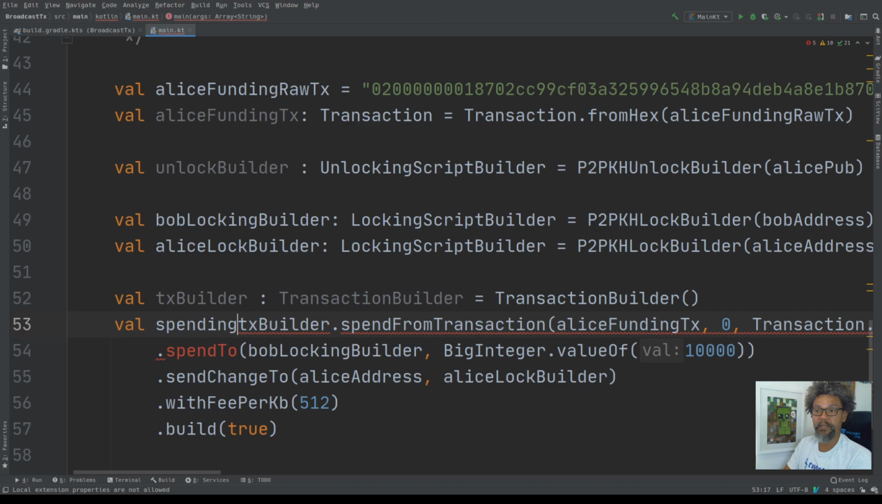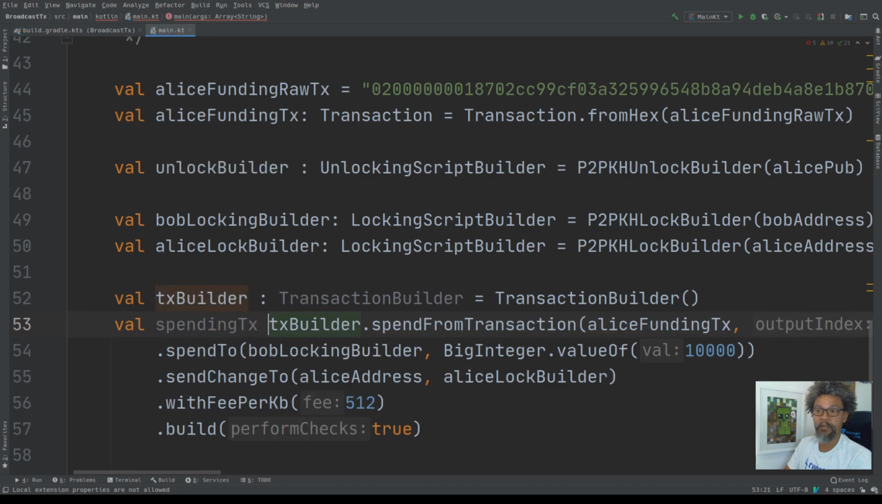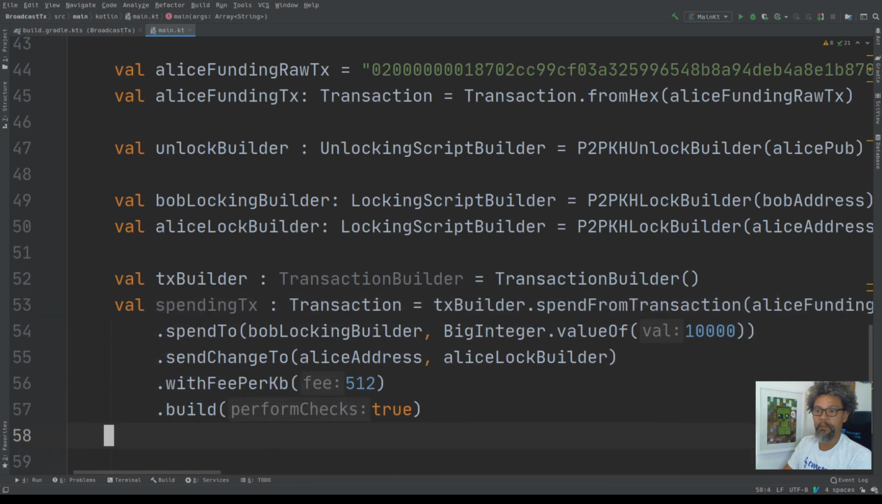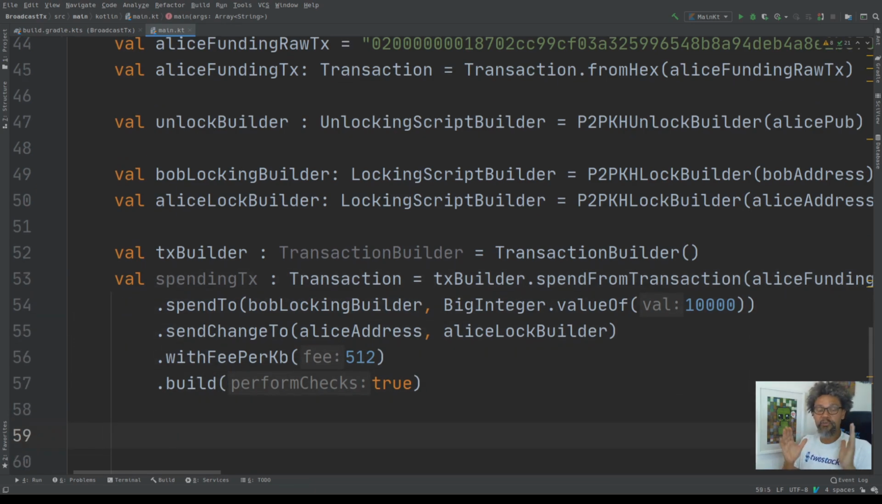So I can say this is the spending TX, which is an instance of transaction, coming from the transaction builder now. Now that we actually have this transaction, the transaction lacks one thing. In order for Alice to successfully move the money from her account into Bob's account, she needs to sign this transaction using her private key. So let's do that now.